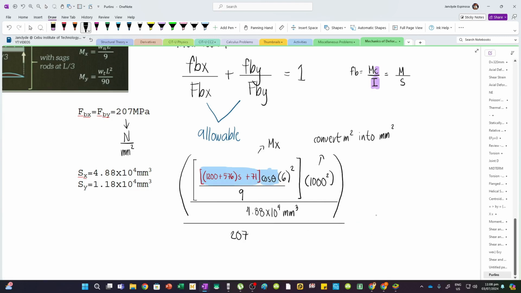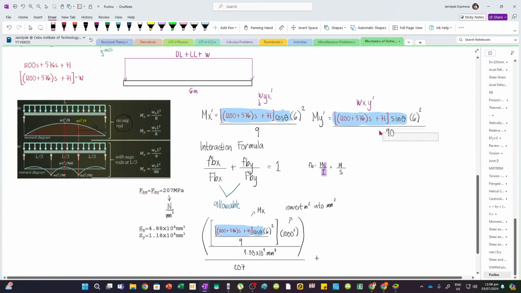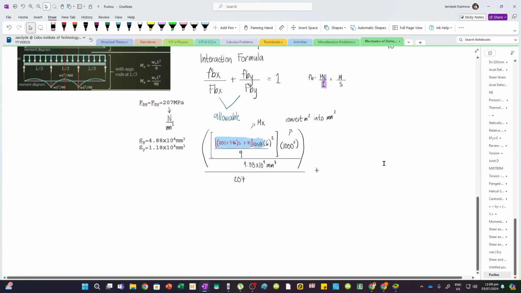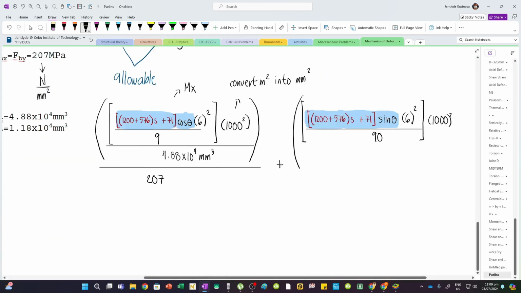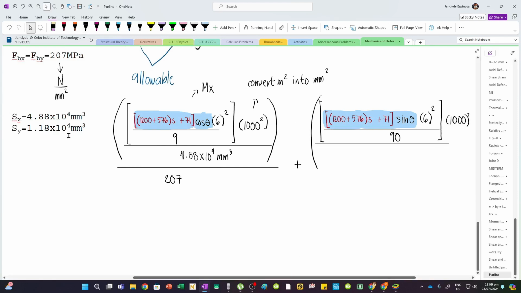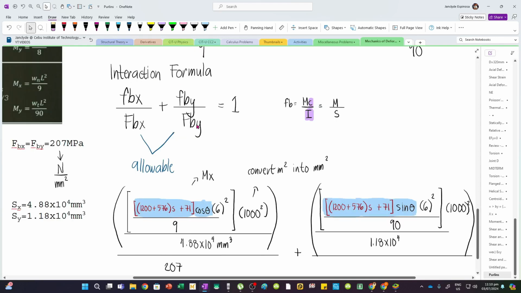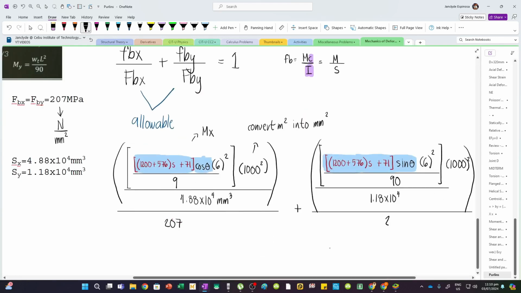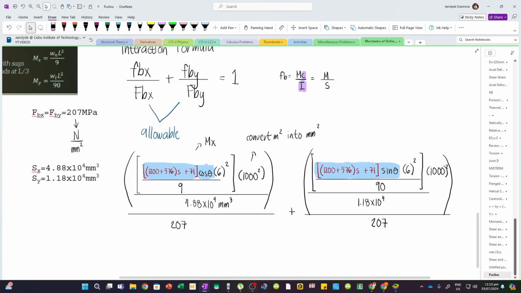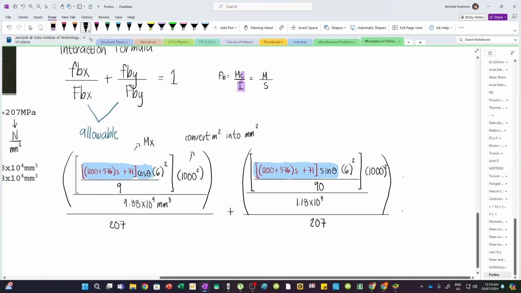Yan. And then we're gonna add plus, we need fby. So for fby, we have this moment. So the moment times 1000 squared, and then divided by SY, we have SY equal to 1.18 times 10 to the 4th. Yan. And then this is divided by capital FBY, which is, diba, 207 pa rin. So, 207. And so, this must be equal to 1. So, equals 1. We can now solve S.